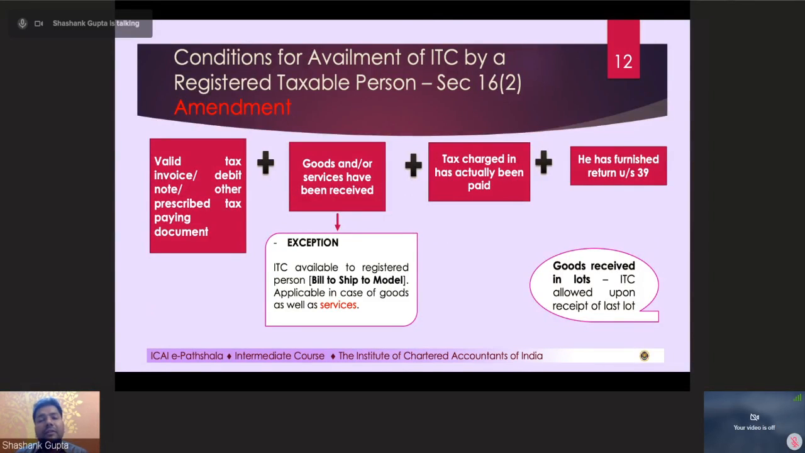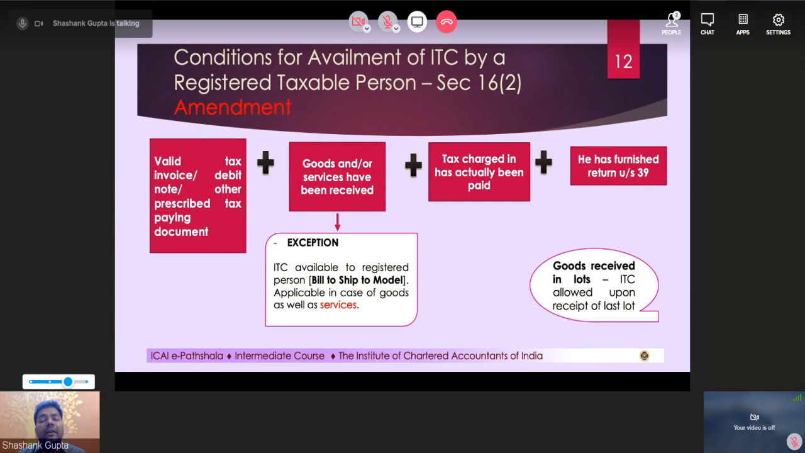And in case of goods received in lots, ITC shall be allowed upon receipt of the last lot. So basically, suppose Maruti is clearing 100 WagonR cars to its dealers. Now 100 WagonR cars cannot move in a single container. So there will be 10 different containers, right? So 10 different containers meaning that the credit will be available on the receipt of the last container as and when it is received by the dealer.